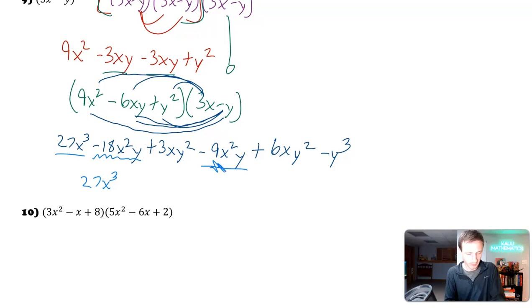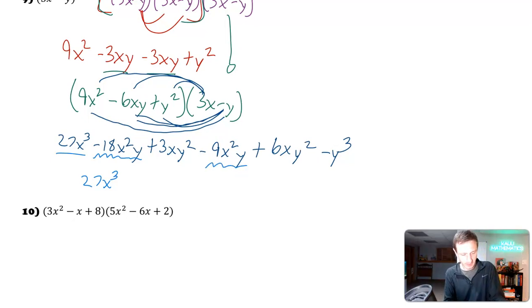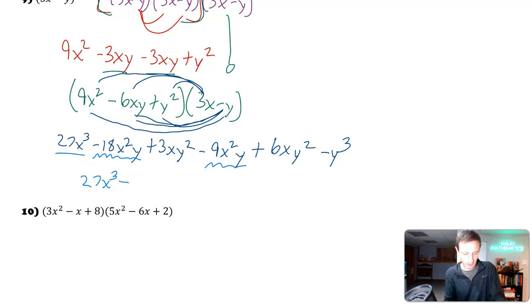Probably shouldn't use this straight line. Come on, erase. There it is. Negative 18 minus 9 is also negative 27x squared y. I hope I didn't make a mistake somewhere. 3xy squared, 6xy squared. That's going to be 9xy squared. And then we tack on that minus y to the third.